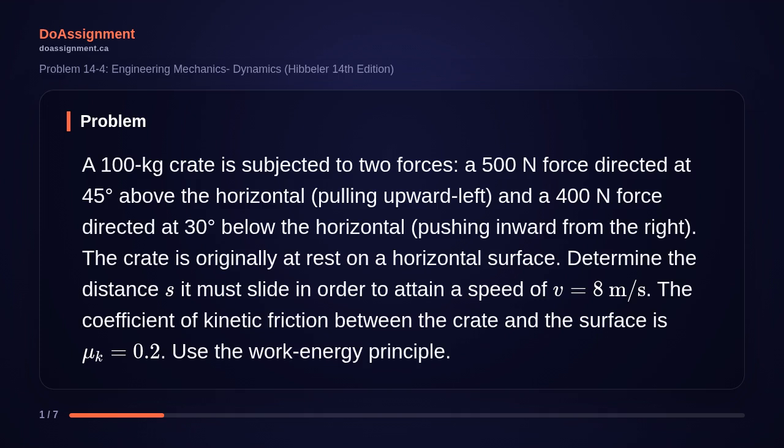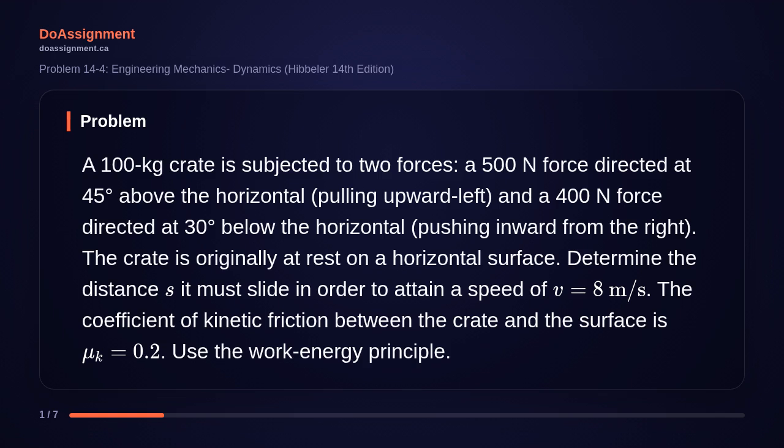Here is the problem. A 100-kilogram crate is subjected to two forces, a 500-Newton force directed at 45 degrees above the horizontal, pulling upward and to the left, and a 400-Newton force directed at 30 degrees below the horizontal, pushing inward from the right. The crate is originally at rest on a horizontal surface. Determine the distance s it must slide in order to attain a speed of v equals 8 meters per second. The coefficient of kinetic friction between the crate and the surface is mu sub k equals 0.2. Use the work energy principle.